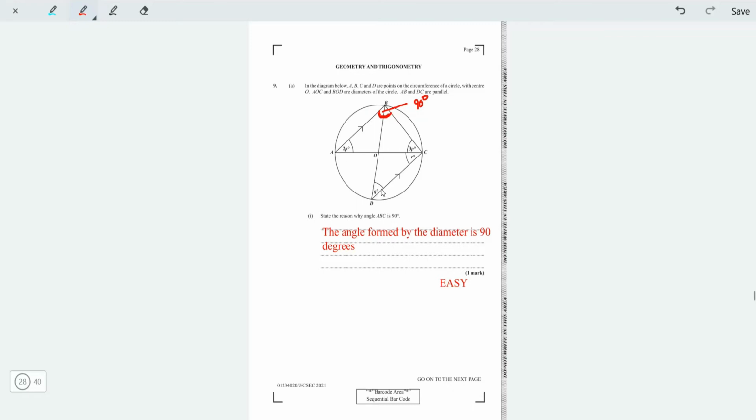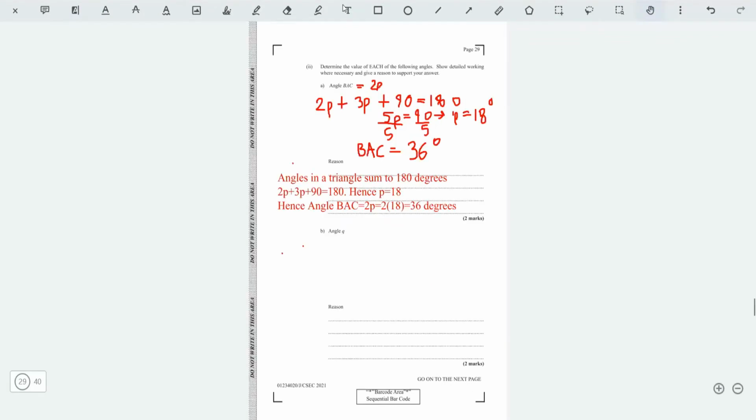Angles in the same segment are equal. If you were to draw the chord AD right here, see there? These angles in the same segment are equal, so Q equal 36. That was easy. Angle Q is 36 degrees, and the reason being is angles in the same segment are equal.